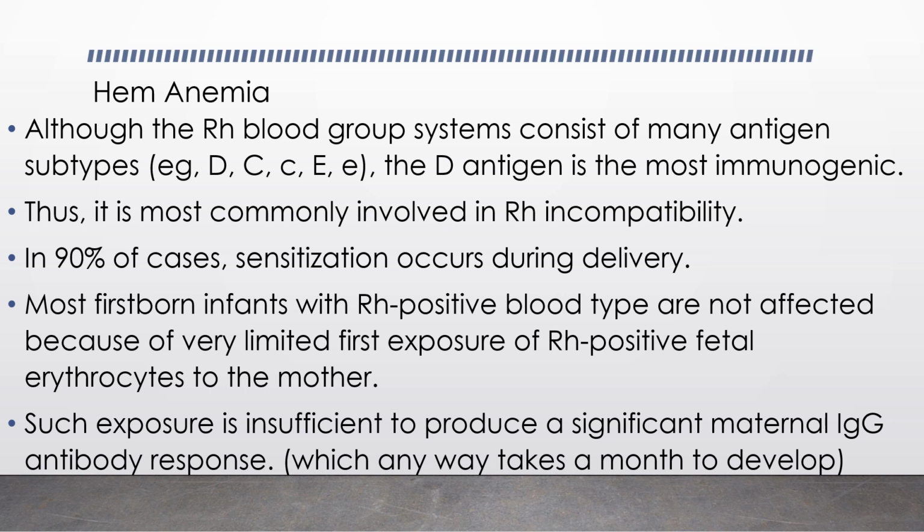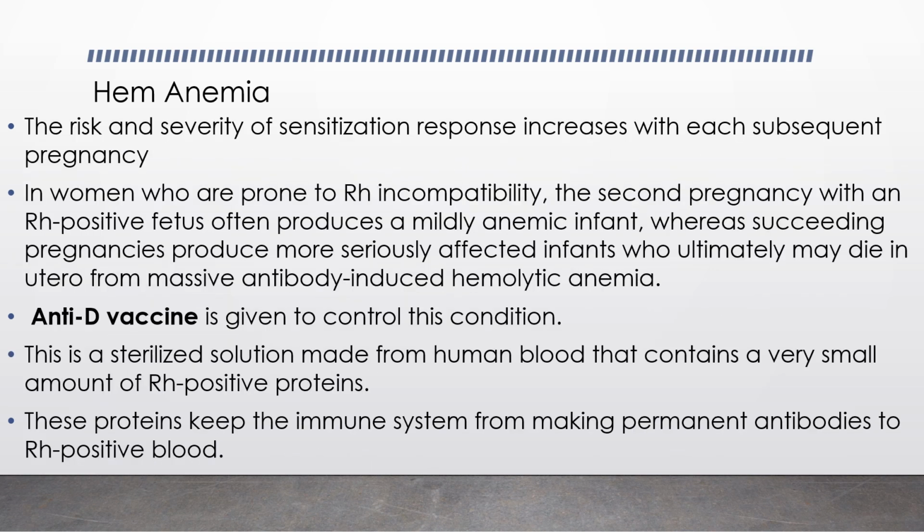Most commonly, this causes incompatibility. 90% of sensitization occurs during delivery. So the first born child is not affected, and in women prone to Rh incompatibility, the second child would have a mild anemia. But successive pregnancies will produce more seriously affected infants who can die even in utero.